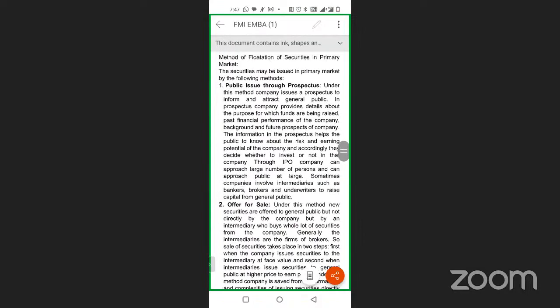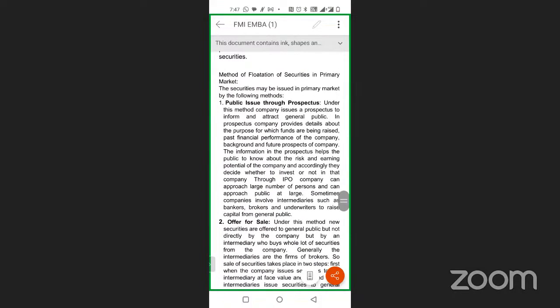Now, when we are talking about the methods of floating of securities in the primary market, what are the floating methods? How are the securities sold? So the first floating method is the issue or public issue through prospectus.